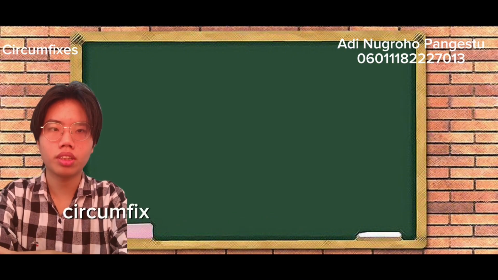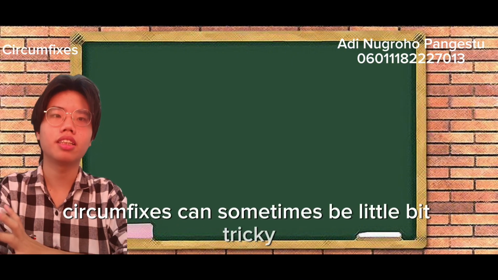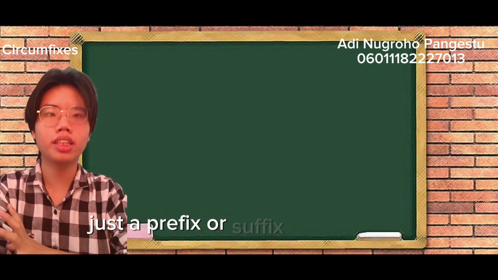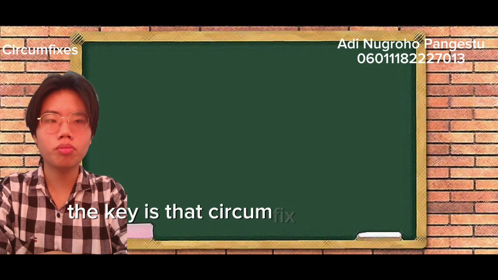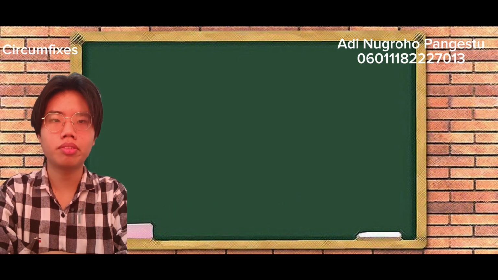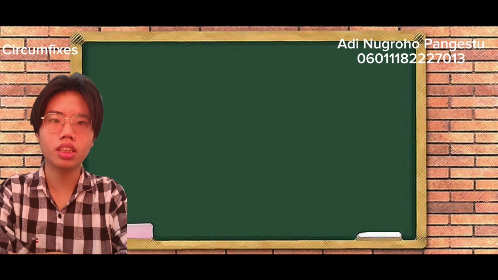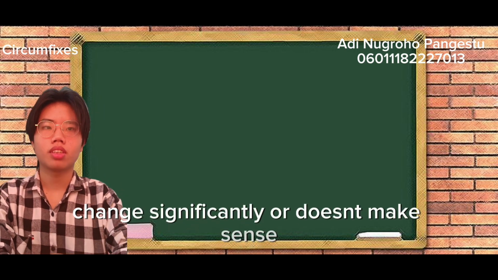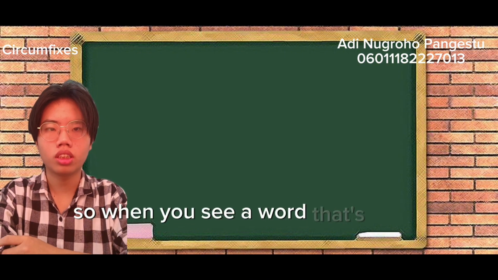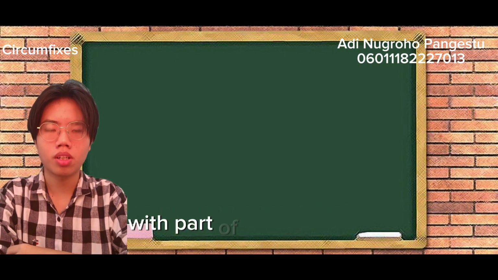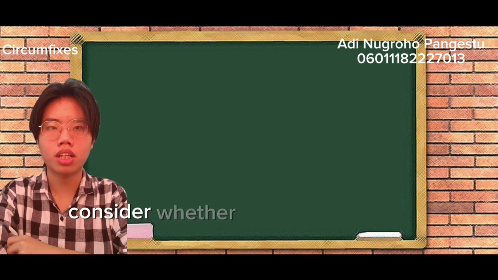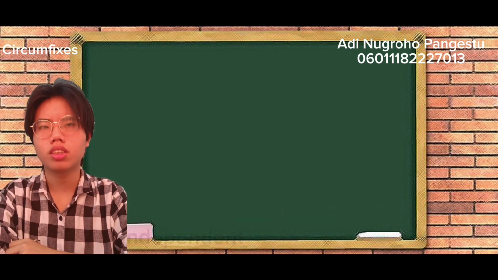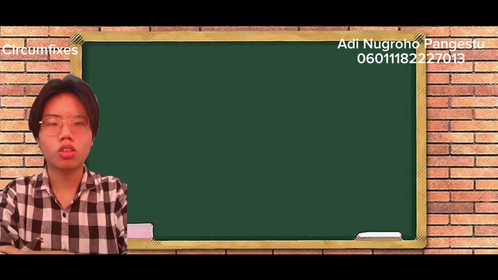Identifying circumfixes can sometimes be a little bit tricky, especially since they might be mistaken for just a prefix and suffix combination. The key is that a circumfix acts as a single morpheme. If you remove either the prefix or the suffix, the meaning or function of the word changes significantly or doesn't make sense. So, when you see a word that's been transformed with parts on both ends, consider whether those parts are truly a unified circumfix or just independent affixes working in combination.